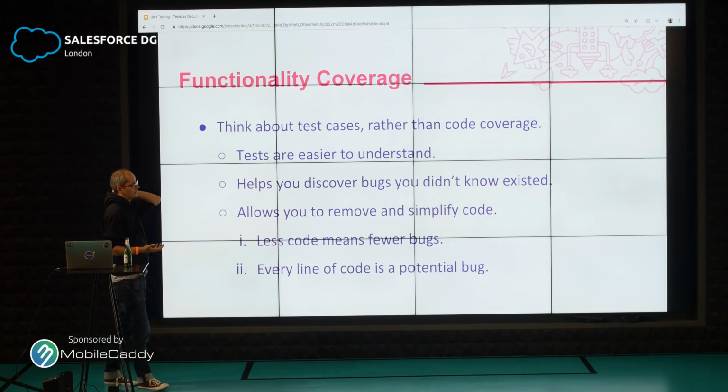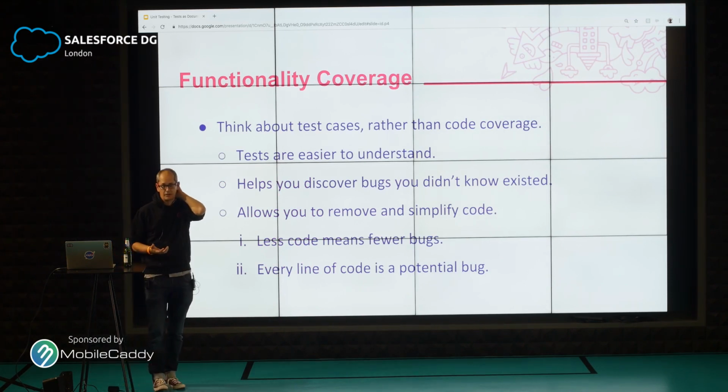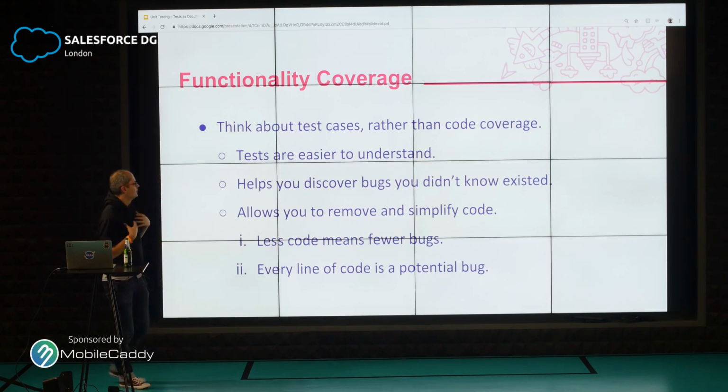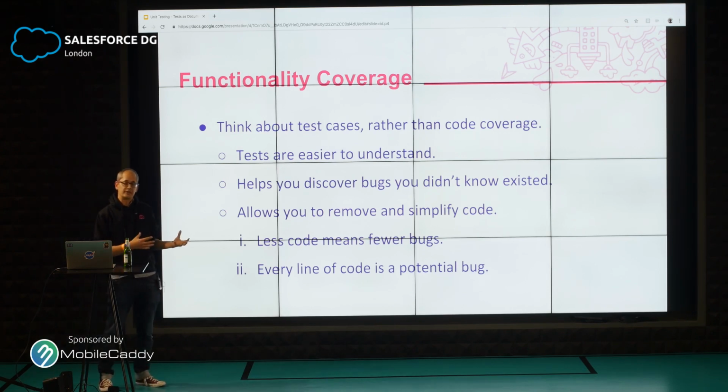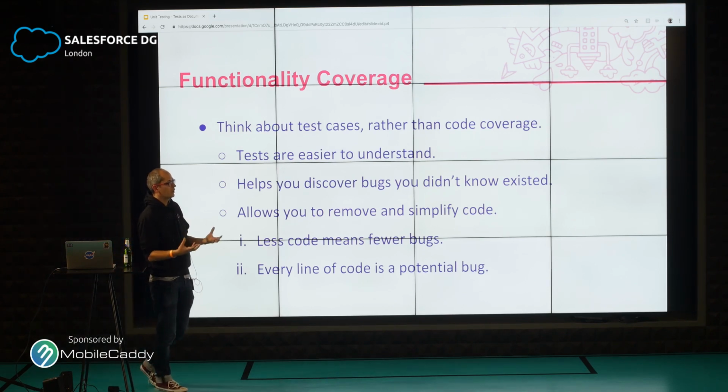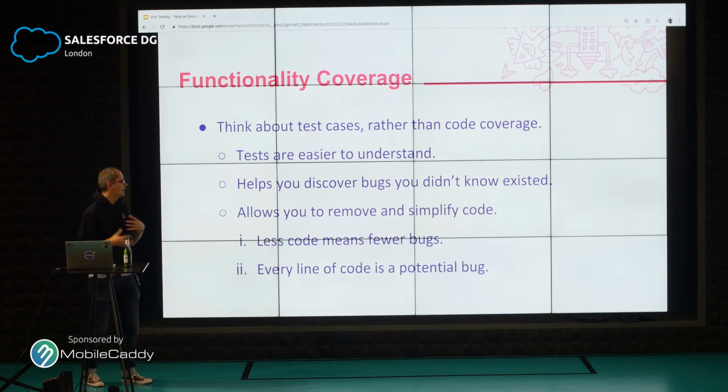So if we're not going to think about code coverage, how else can we think about our test coverage? For me, functionality coverage is the key, really. What we want to be starting to think about is how is our code going to be used, and when it's used, how do we expect it to behave? And we want to describe that in terms of how things behave from the outside as much as possible.